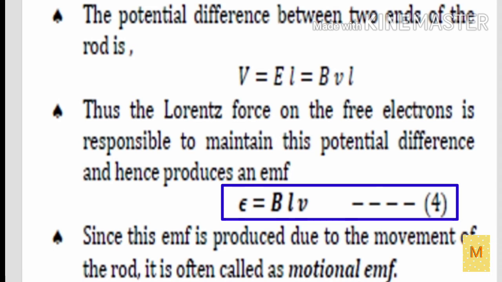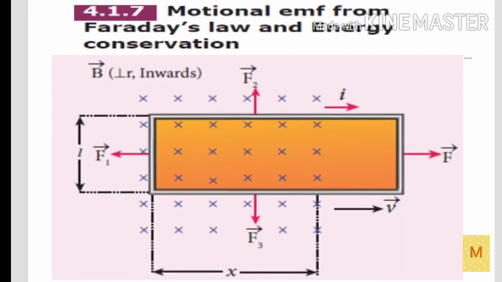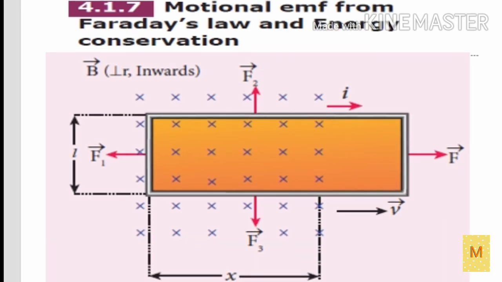Since this EMF is produced due to the movement of the rod, it is often called a motional EMF. Next one is about motional EMF from Faraday's law and energy conservation. Consider a rectangular loop of width l in a uniform magnetic field B vector which is directed perpendicularly into the plane of the paper. A part of the loop is in the magnetic field while the remaining part is outside the field.